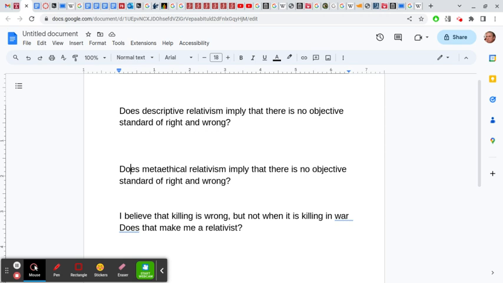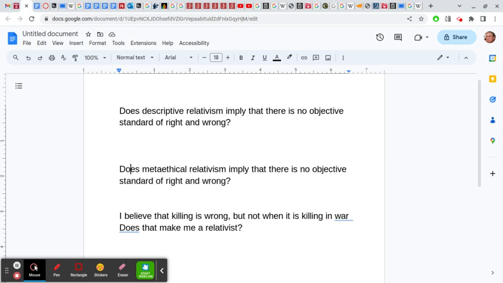Last question. I believe that killing is wrong, but not when it is killing in war. Does that make me a relativist? Certainly not. Just because I believe killing is wrong, but not when it's killing in war, does that make me a relativist? No, because relativism is saying that all moral claims are relative to the person or the person's culture. That is, true only relative to those things. But that's not implied by what I said there.